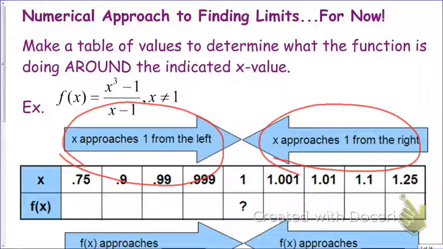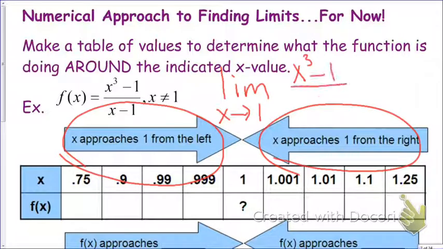Therefore, the limit notation of this problem would look like this. The limit as x approaches 1 of our function x cubed minus 1 over x minus 1. I'd now like you to take a minute and plug in all of the x values in the table and find the associated function values, and figure out what our function is approaching as we get closer and closer to 1 from both the left and the right. When you're done, come back and we'll discuss it.